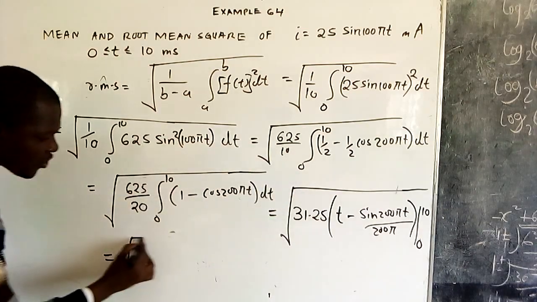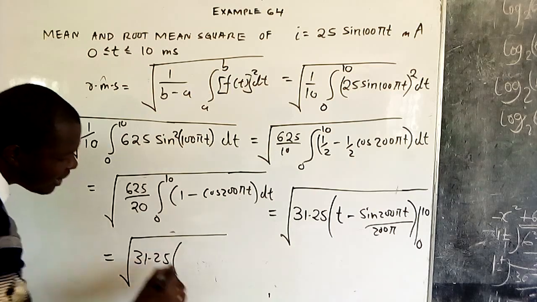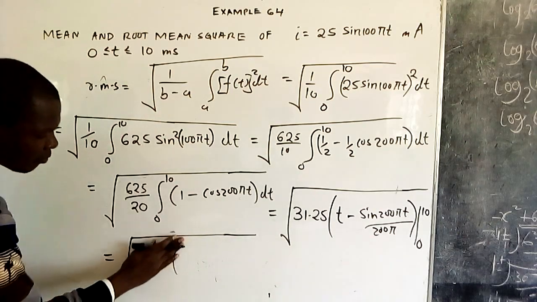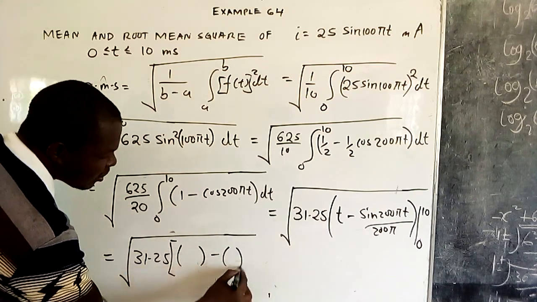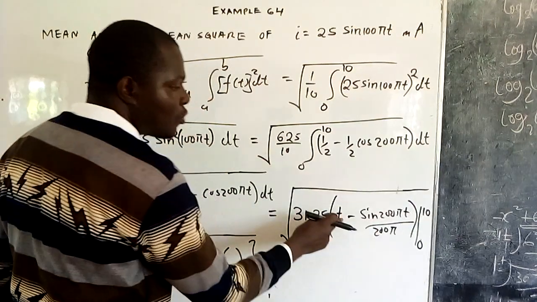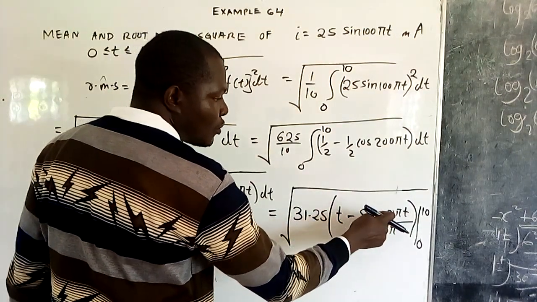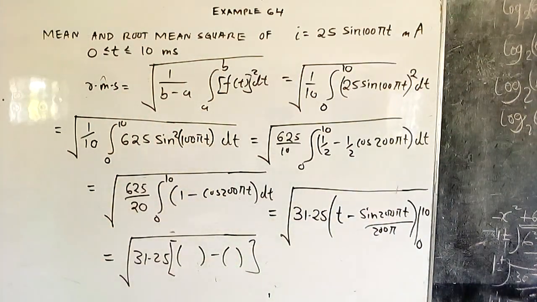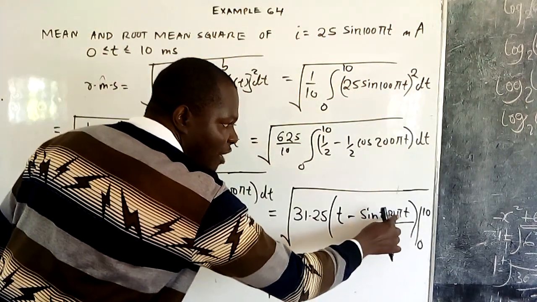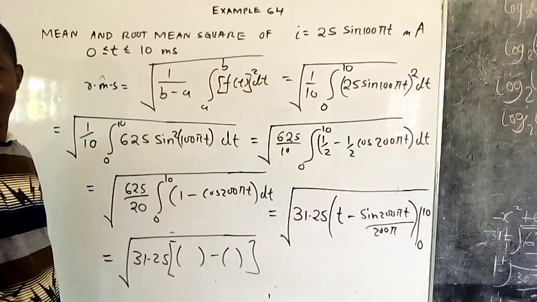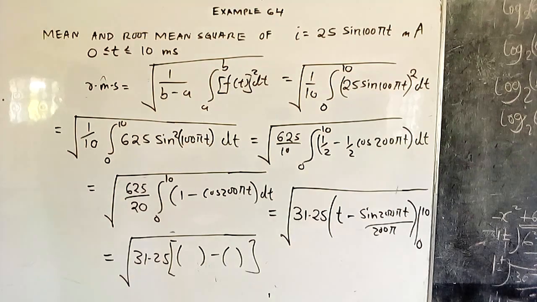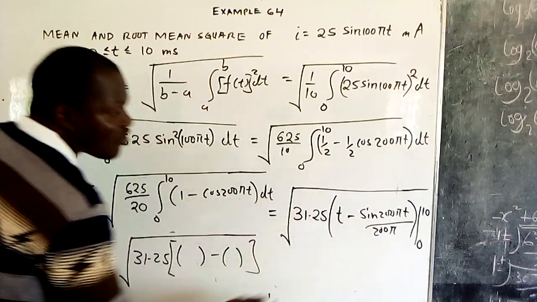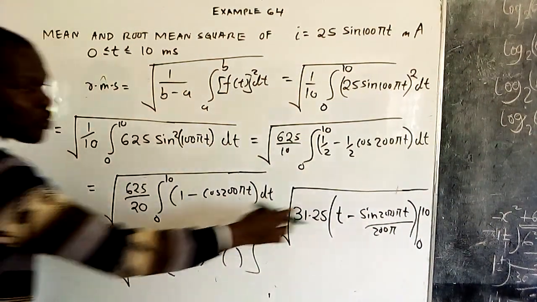So what do we have? We have the square root of 31.25. Then inside, start by getting the upper limit minus the lower limit. When t is 10, you put 10 where t is. It is going to be 10 minus sine 2000 pi, because 200 pi times 10 is 2000 pi. So what is sine 2000 pi? It is 0, because sine pi is 0, meaning sine of a multiple of pi will be 0. So it is 10 minus 0, meaning the upper limit is 10.